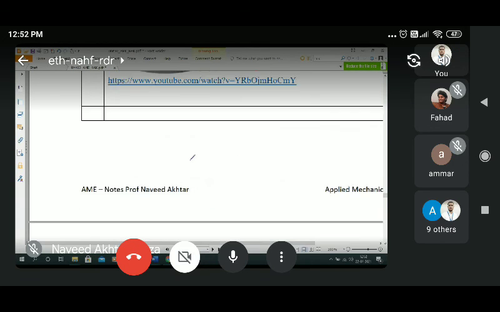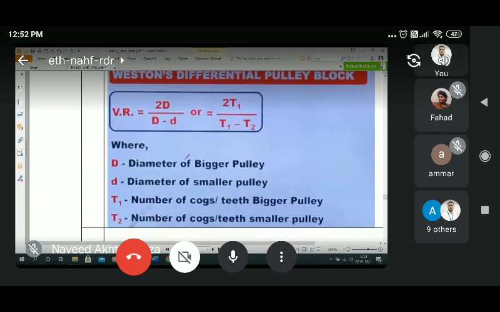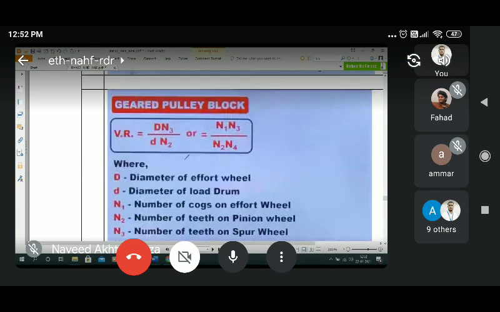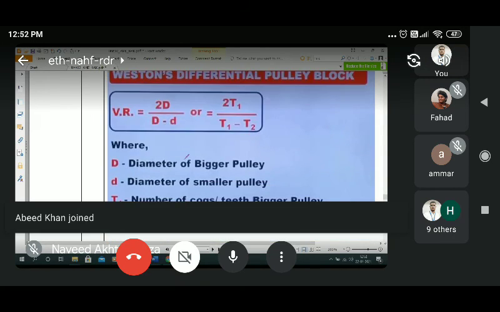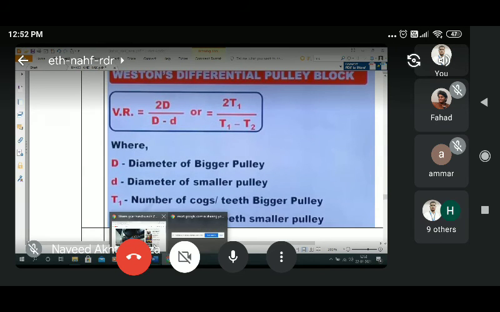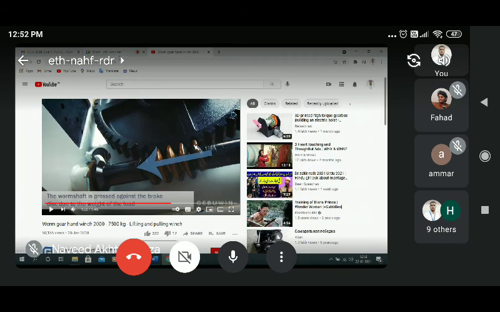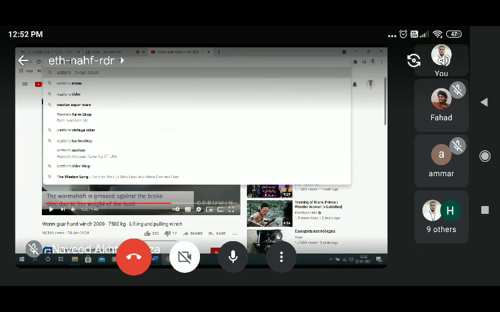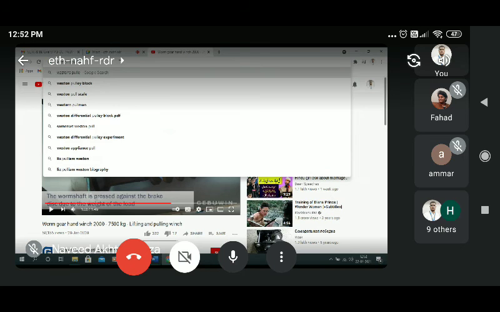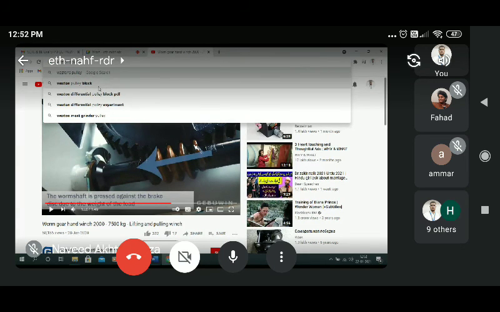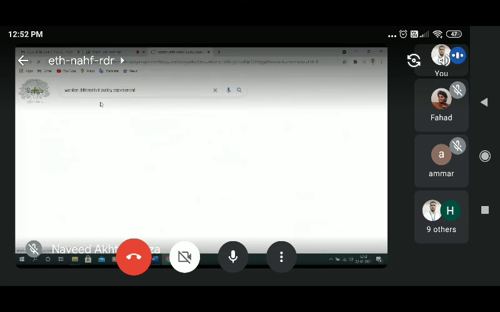Now we'll come to the Weston differential pulley block, and then we'll see the geared pulley block. The Weston differential pulley block, you can see different Weston differential pulley blocks. Weston is the name of a scientist, so that pulley block is the Weston differential pulley block.